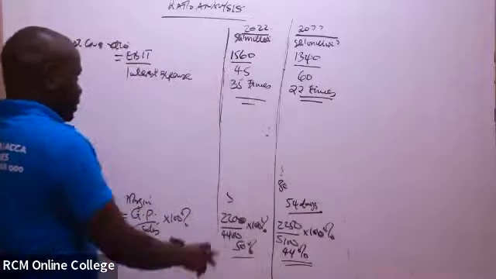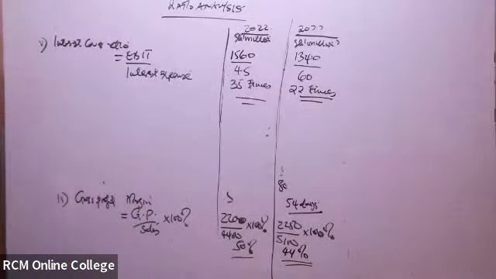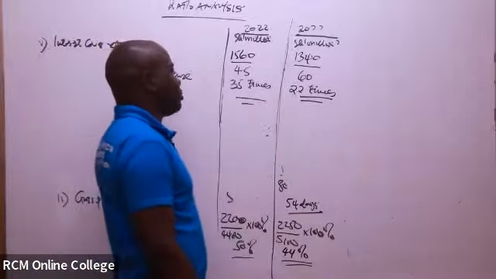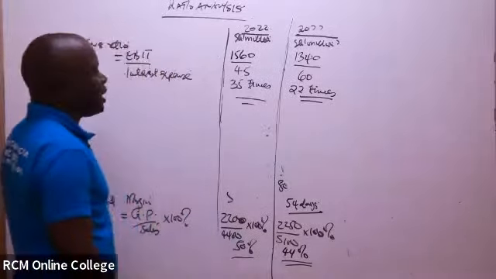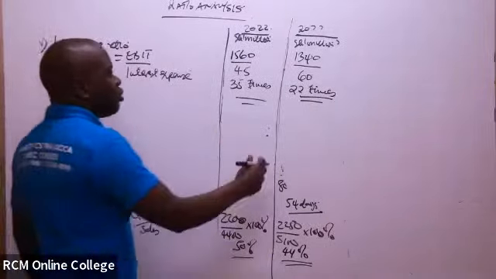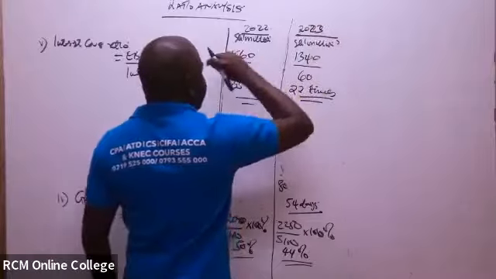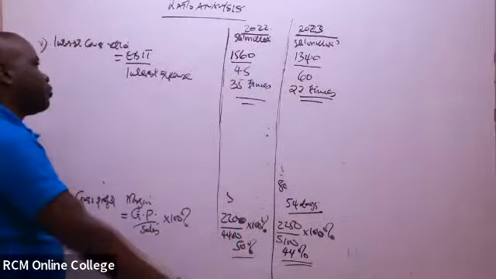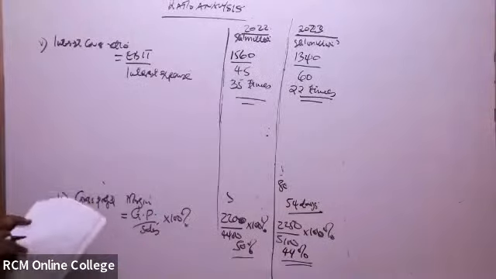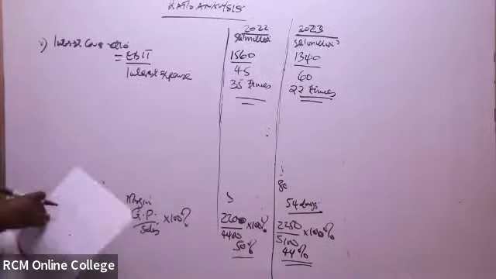So it means in the year 2022, they were doing so well in terms of that ratio. They were able to cover their interest so many times compared to 2023. So they are very comfortable in the year 2022 compared to the year 2023. Then the next ratio has been called upon to compute.